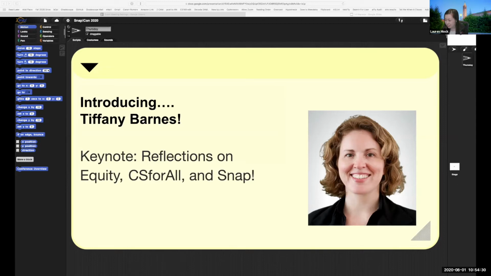She researches AI in education, learning analytics, educational data mining, game and interaction design, computer science education, and teacher professional development for computer science and computational thinking. She has been using Snap since 2010, so she's a power user, when it was called Build Your Own Blocks, so a long time. Tiffany is no stranger to the Snap community.